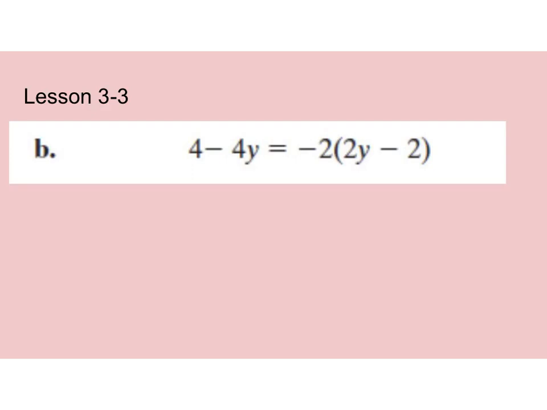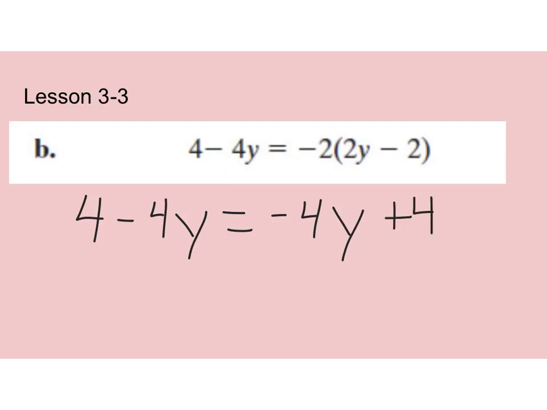So in this example here, we want to eliminate those parentheses right away. So we're going to use the distributive property. As we use the distributive property, we're going to multiply that negative 2 times the 2y, and we get negative 4y. And then we're going to multiply that negative 2 times the negative 2 here, and we get plus 4.